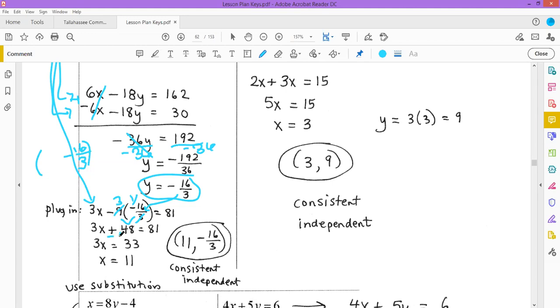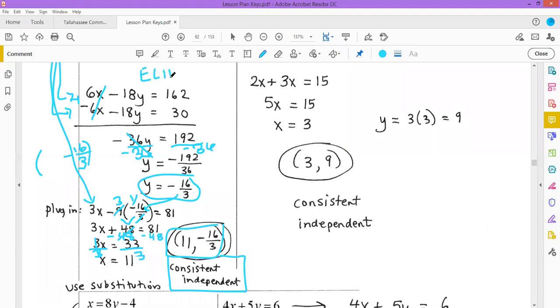Now we're going to subtract 48 from both sides of the equation. Carry down your 3x, your equal sign, and on the right side, 81 minus 48 gives us 33. We divide both sides of the equation by 3, and we'll get x equals 11. So here's our solution, 11 comma negative 16 thirds. And remember, we described those graphs with one solution as being consistent and independent. So this was elimination that we used here.